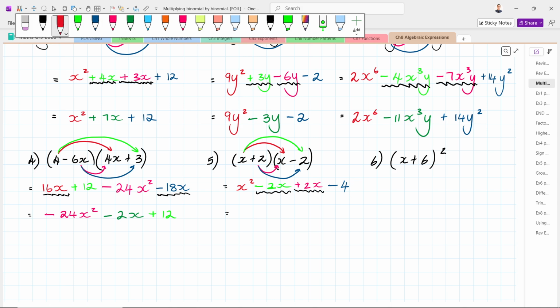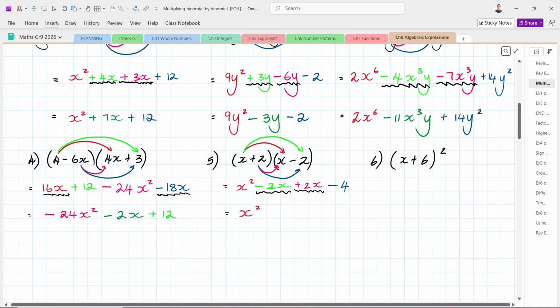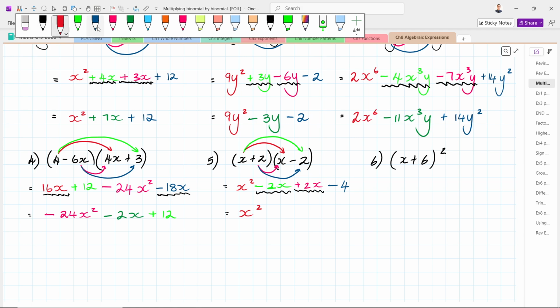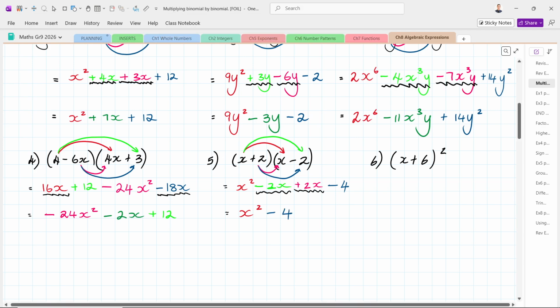But now something special is happening. The like terms are exactly the same, except they have opposite signs. So a minus 2x and a plus 2x cancels out, falls away. Which means I'm only left with the negative 4.